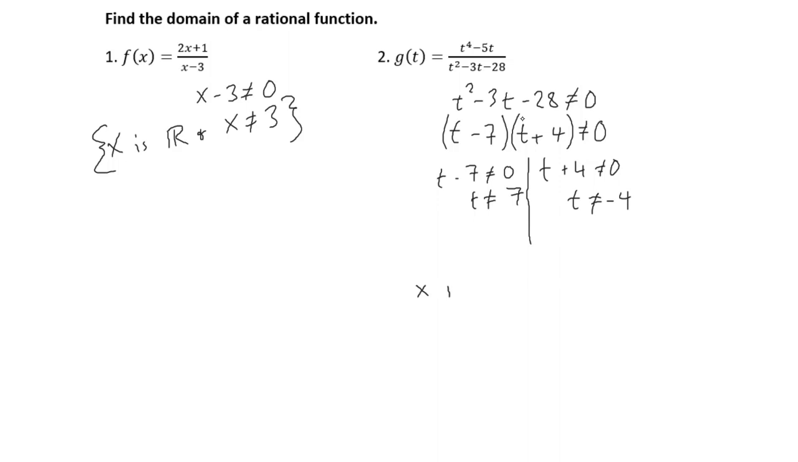So t is all real numbers and t cannot be negative 4 and 7. All right, let's look at some more examples.